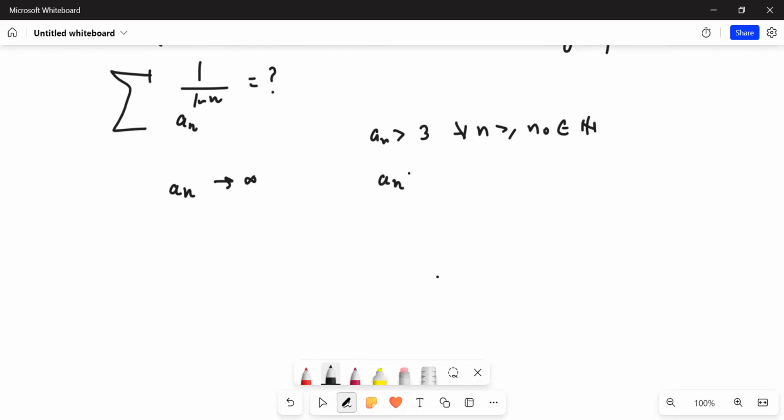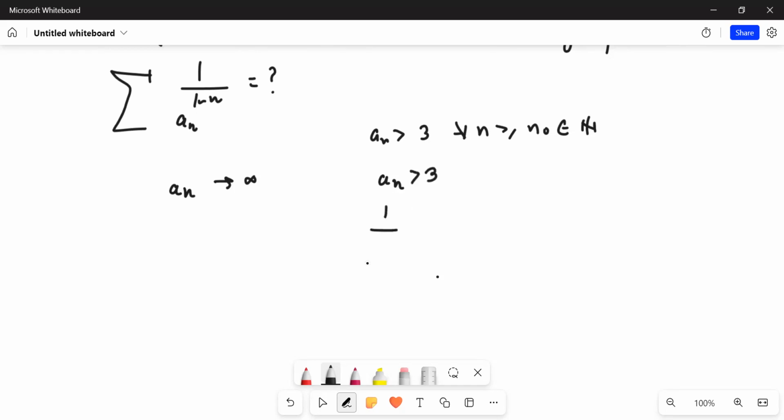an can be anything which is greater than 3, right? Sorry, so sorry about it. So this is one thing that you should understand. See how it is coming. Please do understand, as n tends to infinity, an is greater than 3.